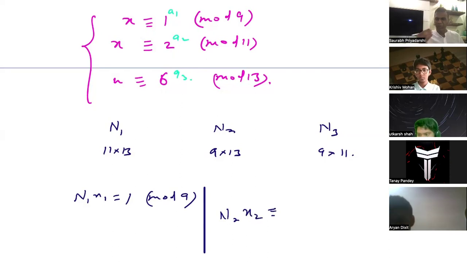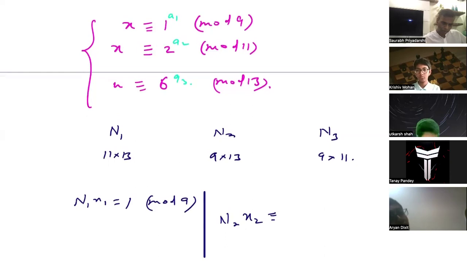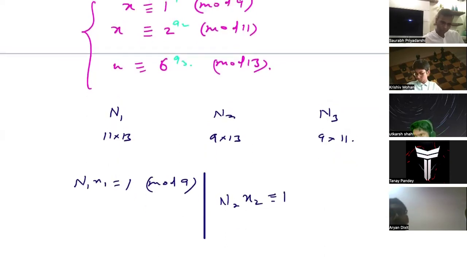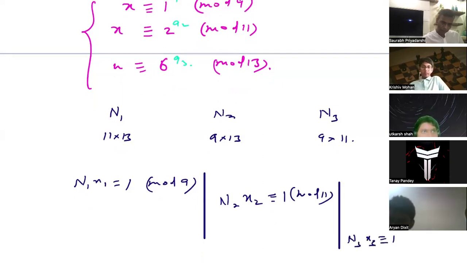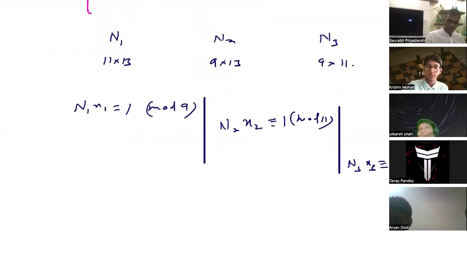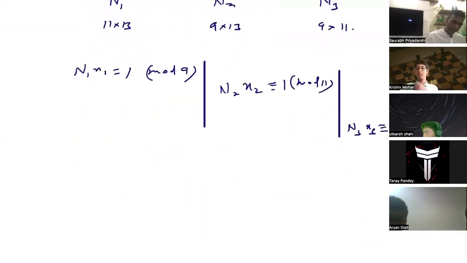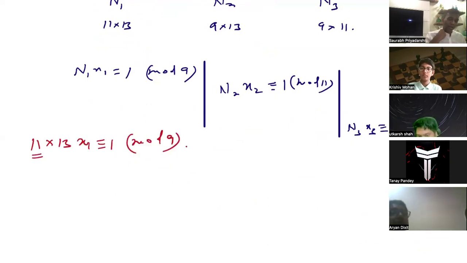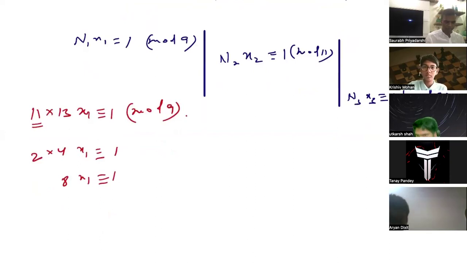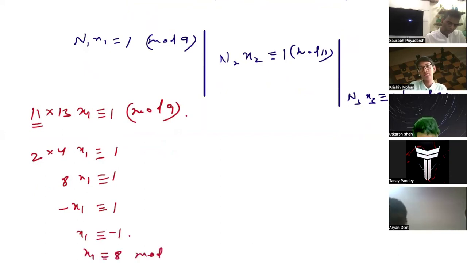N2 X2, I'm writing, why write X? You have understood this, right? N1 X1 congruent to 1 mod 9, N2 X2 congruent to 1 mod 11, N3 X3 congruent to 1 mod 13. So I have written 11 into 13 X1 congruent to 1 mod 9. We can write 11 is 2 and 13 is 4, so 8 X1 congruent to 1 mod 9, or minus X1 congruent to 1, or X1 congruent to minus 1, or X1 congruent to 8 mod 9. Is this okay?